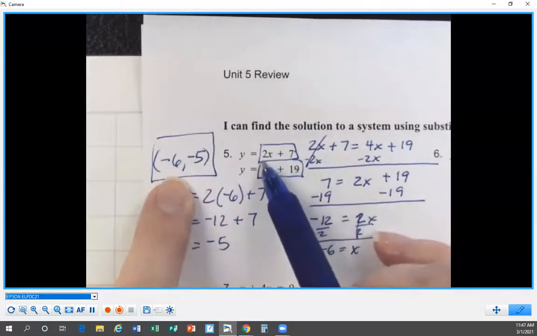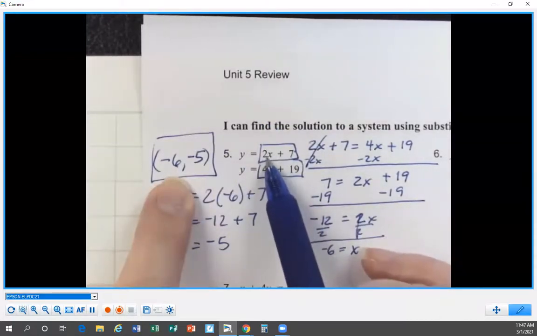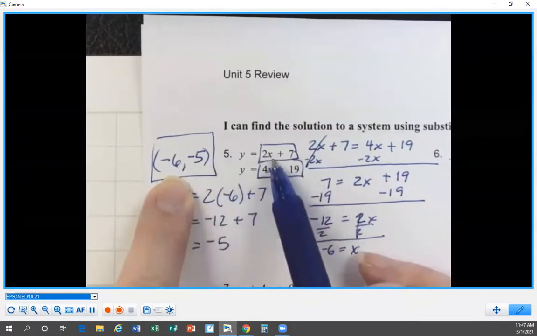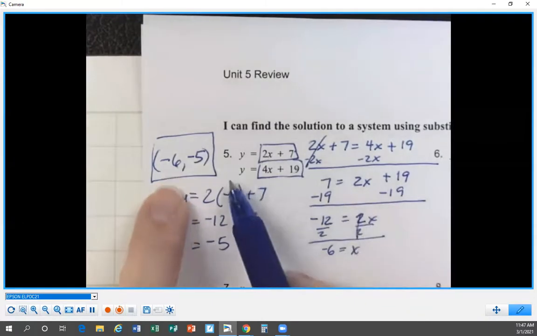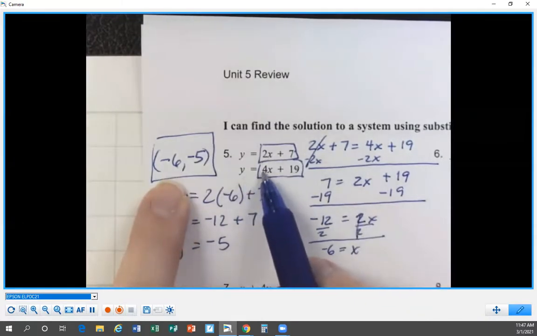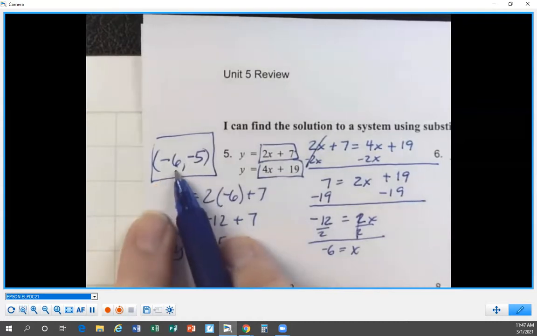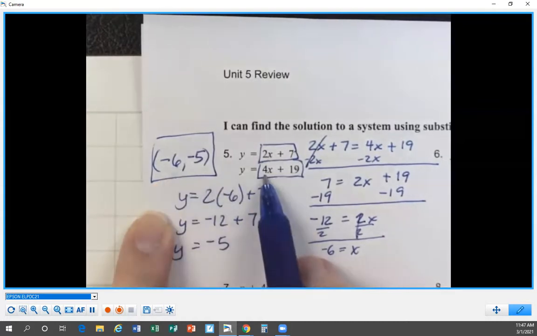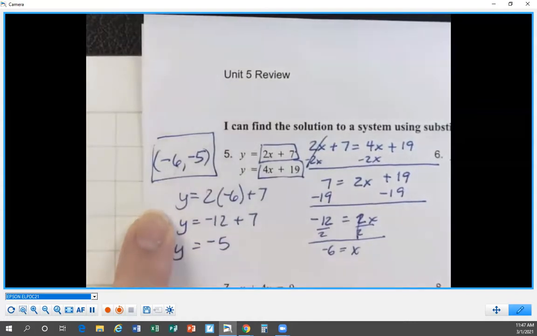Negative 6, so 2 times negative 6 is negative 12. Negative 12 plus 5, or excuse me, negative 12 plus 7 is negative 5, so that checks out. The second equation, 4 times x, so 4 times negative 6 is negative 24. Negative 24 plus 19 is negative 5. So just a quick check step.